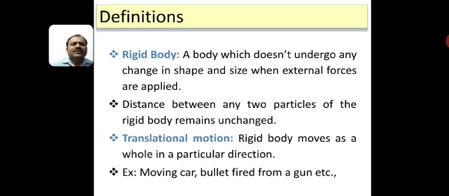So to start with, let us try to understand what is a rigid body. A body which doesn't undergo any change in shape or size when external forces are applied. That means the volume of the body remains constant when external forces are acting on it. So if we consider any two particles, the distance of separation between those two particles remains unchanged. So this rigid body can undergo translational motion as well as rotational motion. A body, when it moves as a whole in a particular direction, we call that motion translational motion. For example, a moving car or a bullet fired from a gun.